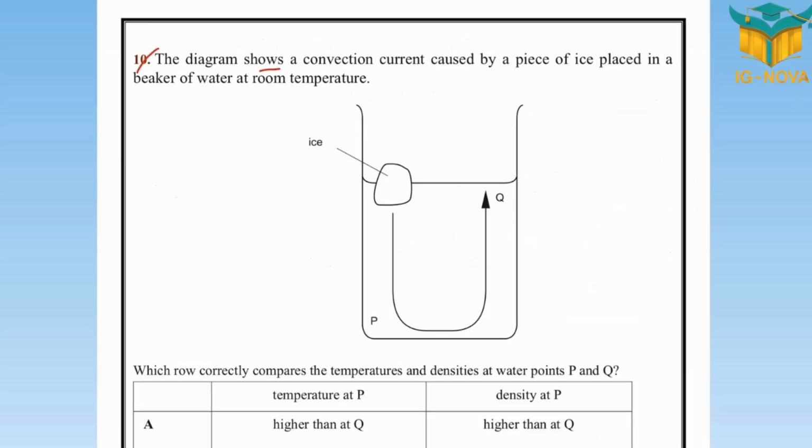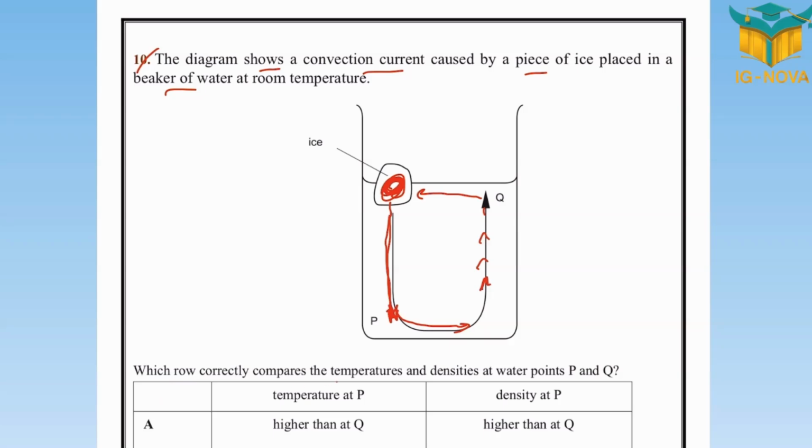Question 10. The diagram shows a convection current made by a piece of ice placed in a beaker of water at room temperature. See, here is ice, which is a cold object. When the cold object starts to melt, it falls down and then takes the place of the hot water, which moves up, creating this circulation. This is the convection current in my figure.